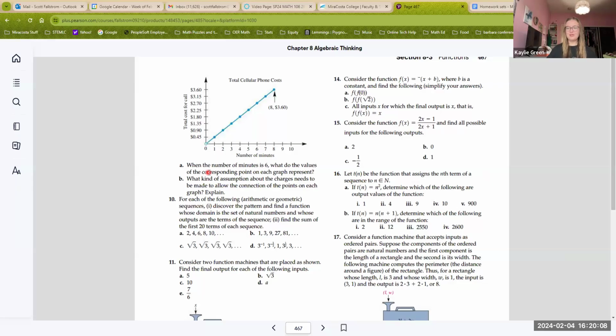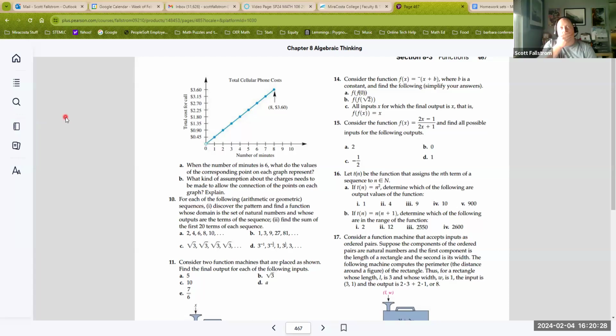When do we use functions? What are they used for typically? Like in the classes that you have right now, or in the future elementary school.